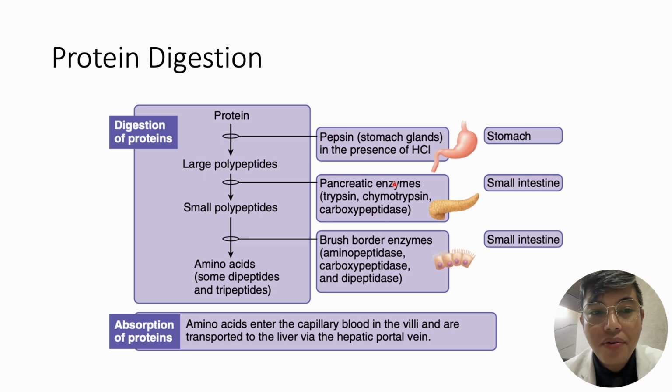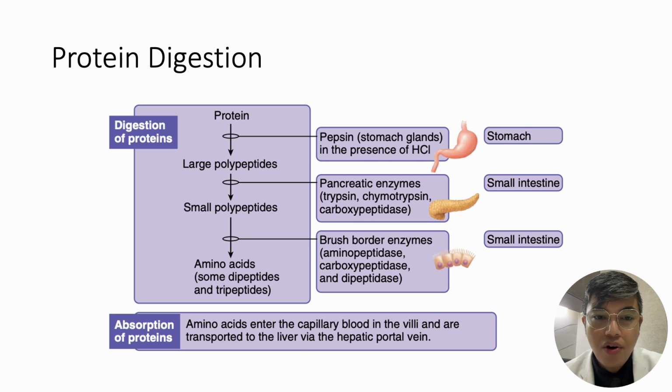Then, you have here your pancreatic enzymes such as your trypsin, your chymotrypsin, and your carboxypeptidase. Then, it will now be absorbed. Kapag ka na-convert na into amino acids, then ito na yung ina-absorb na ng katawan.